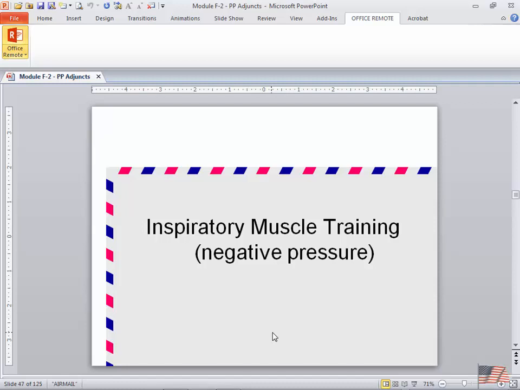Questions on PEP? Positive expiratory pressure is designed to mobilize secretions and keep airways open. If I keep that airway patent and don't allow it to collapse, it's going to have better airflow and secretion clearance.